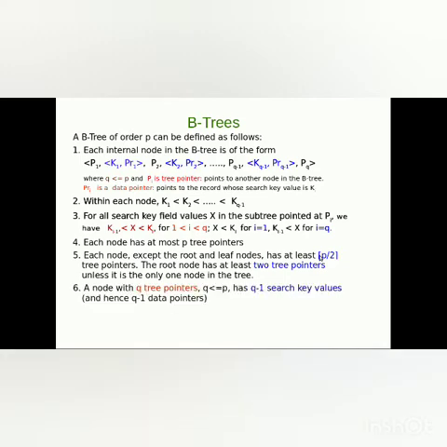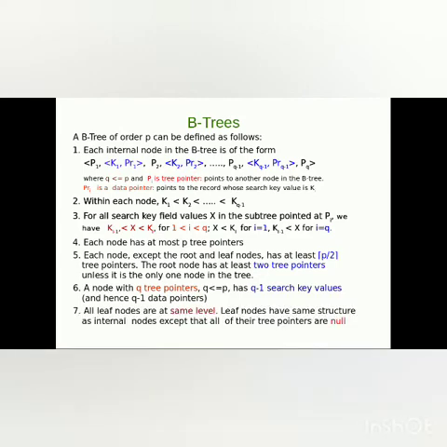A node with Q tree pointers, where Q is less than P, has Q minus 1 search keys. That is how the tree always becomes a balanced tree. Each node must have at least P by 2 tree pointers and Q minus 1 search key values. All the leaf nodes are at the same level. Leaf nodes have the same structure as internal nodes, except that all their tree pointers are null.